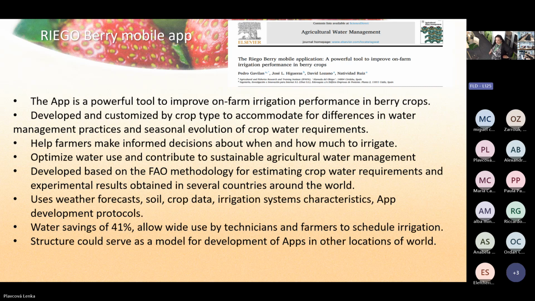But they stated that it's based on FAO methodology for meeting crop water requirements, and that it uses weather forecast, soil data, and irrigation system characteristics. They found out that this application could save 41% of water and could be easily used by technicians and farmers. And it could also be transferred to other countries.